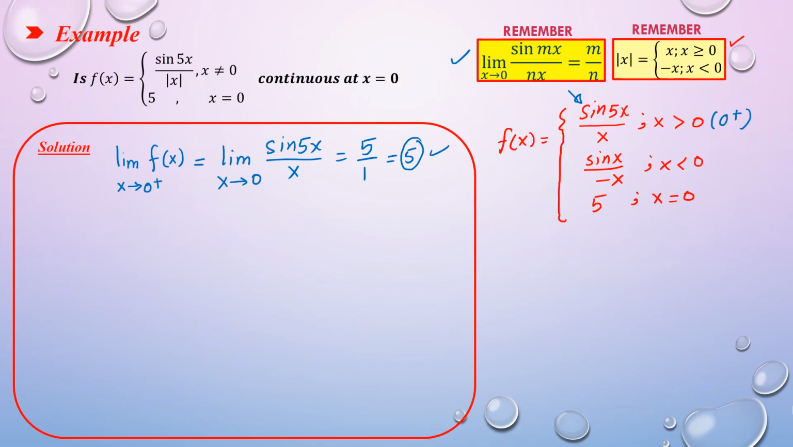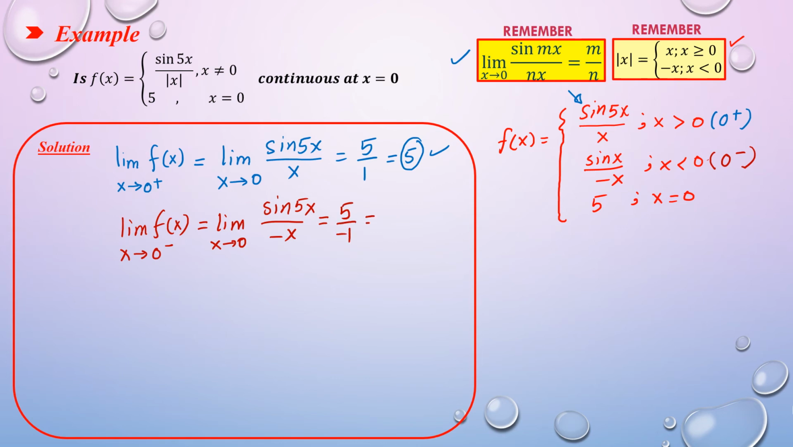Now you have to check the limit to the left of 0. So limit f of x when x goes to 0 from left, where from left means less than 0. So our function is sine 5x over negative x when x goes to 0, and this equals 5 over negative 1, and this gives us negative 5.